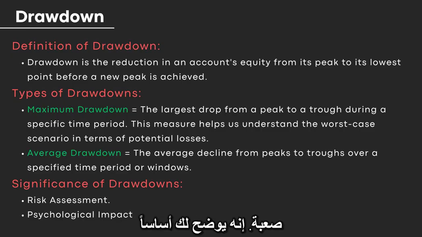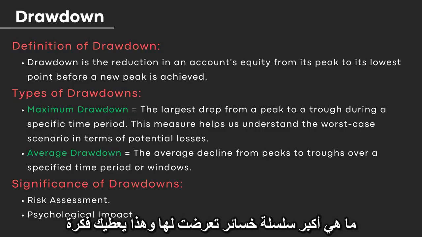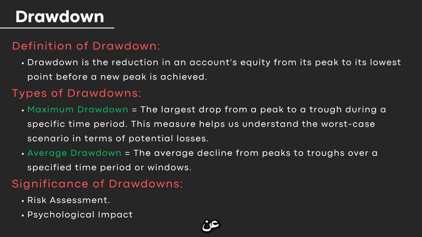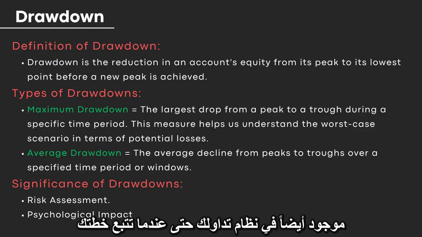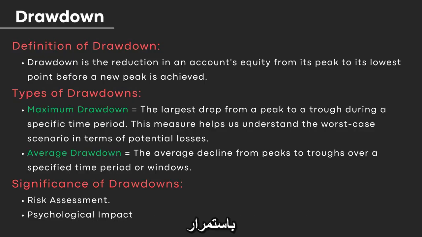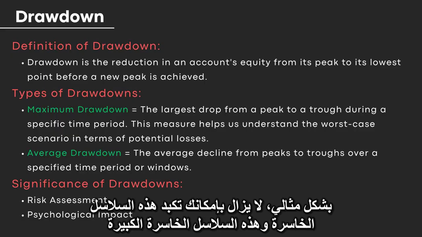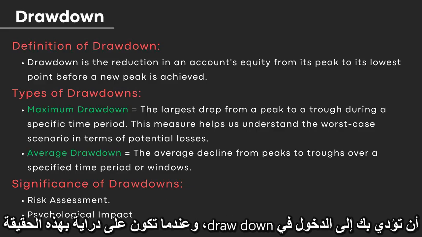It basically shows you the biggest losing streak that you've had, and that gives you an idea of the fact that these big losing streaks exist in your trading system too, even when you follow your plan consistently. Even when you stick to your plan perfectly, you can still incur these big losing streaks, which can lead you into drawdown.